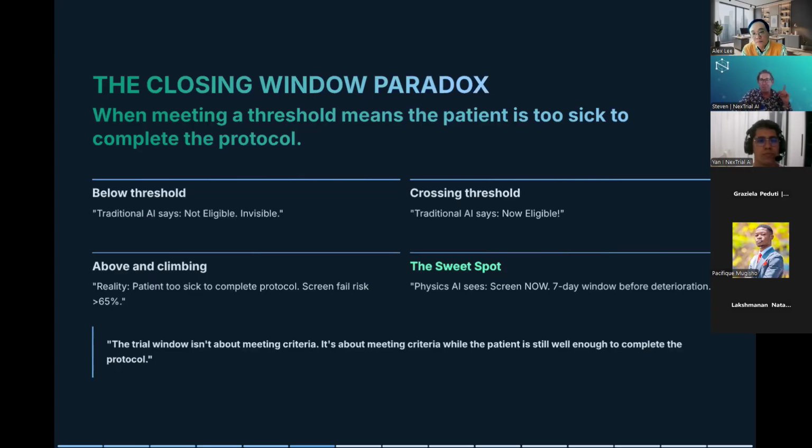And this is what we'll be demoing today. Our approach models the trajectory, sees that they'll cross in 7 days, and says, screen now, before cardiac function degrades further. Because once they cross and keep climbing, screen failure risk jumps past 65%. And the eligibility window is closing, not opening. So this is a concept that applies across every therapeutic area with progressive biomarker-driven criteria. I'll show you exactly what it looks like in real data in the demo.